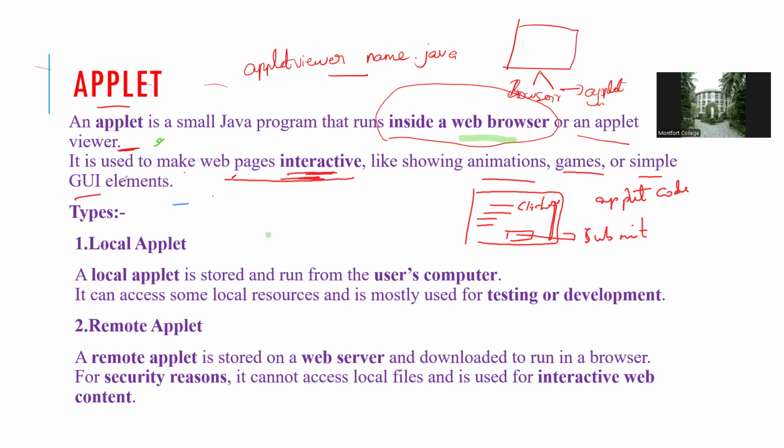So web pages are interactive, like showing animations and games or simple GUI elements. So what is GUI? Graphic user interface. GUI elements may be anything. For example, presently one pointer is moving here and there. This is also considered as one GUI element because this looks like a pen and is used to point out the particular item. So if I scroll, this is also a GUI component.